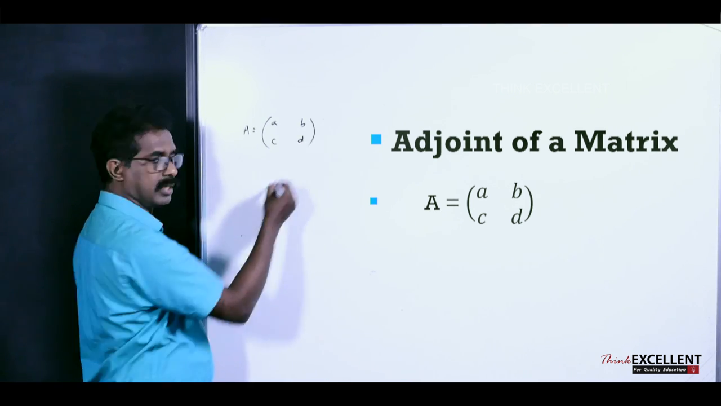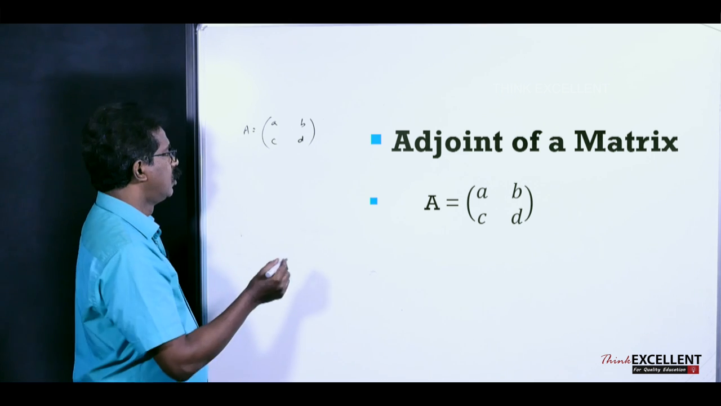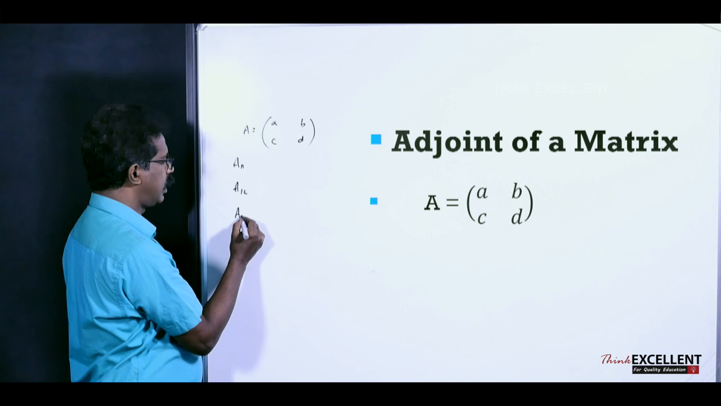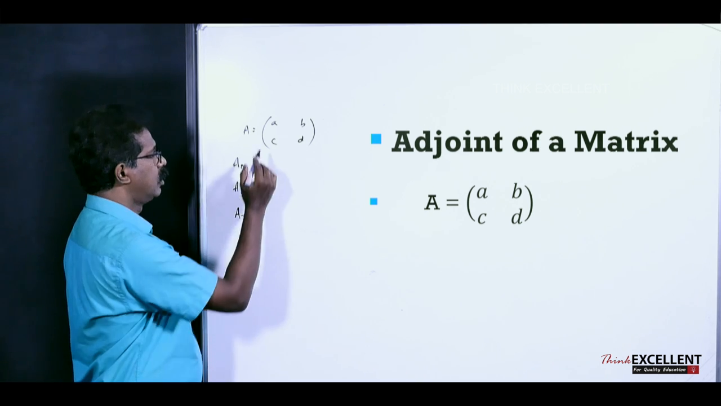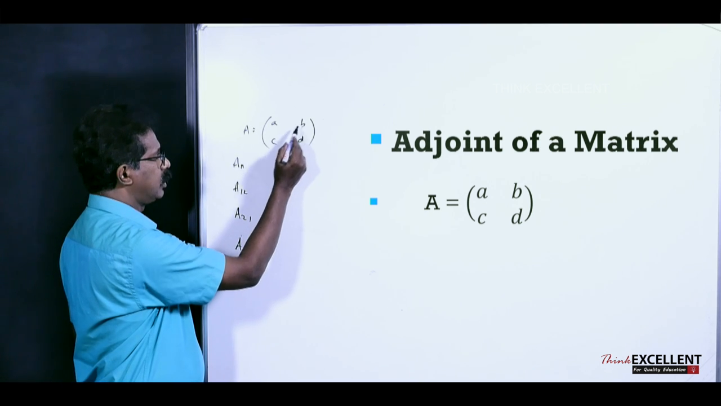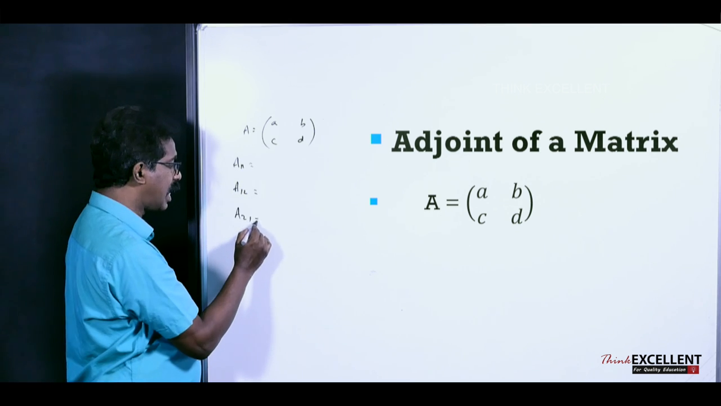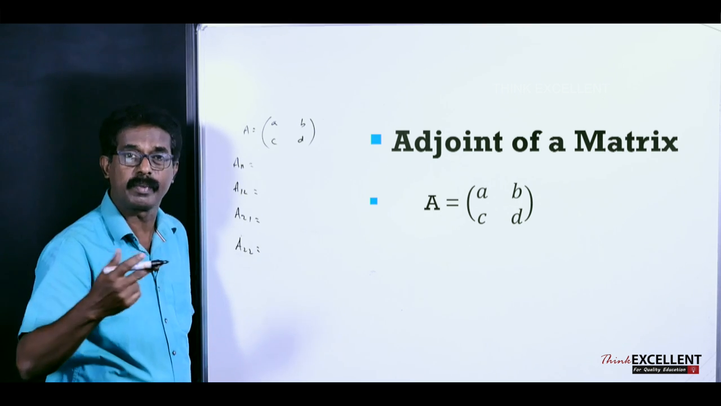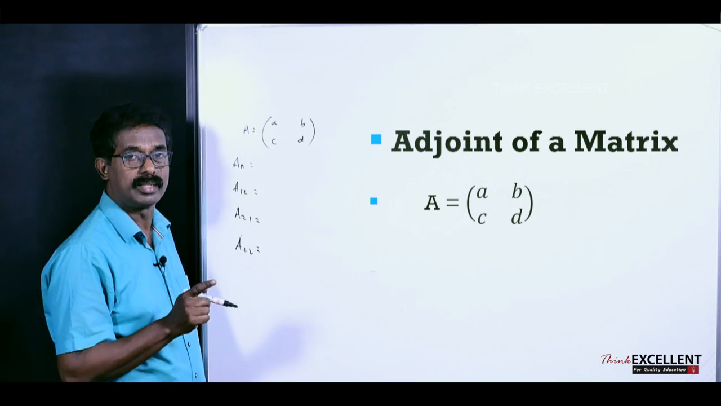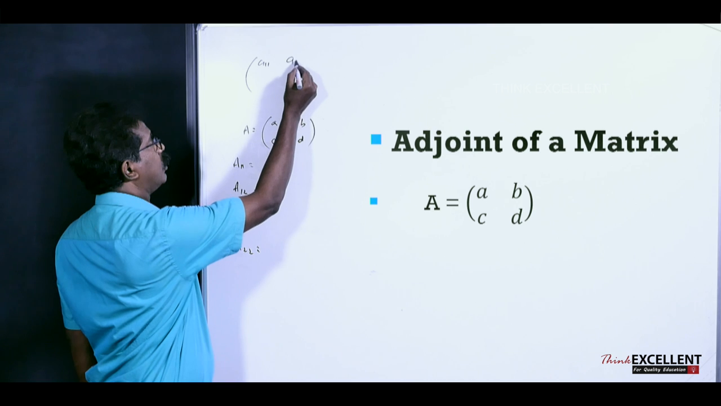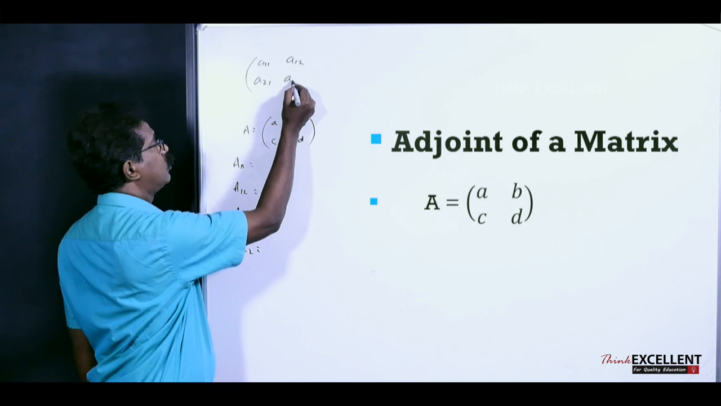A is a matrix like this. You can find cofactors A11, A12, A21, A22, right? Now the sign, you have to be very careful. I said that plus minus and all, that is only for 3 by 3. So for 2 by 2, listen, it will be like this: A11, A12, A21, A22, right?